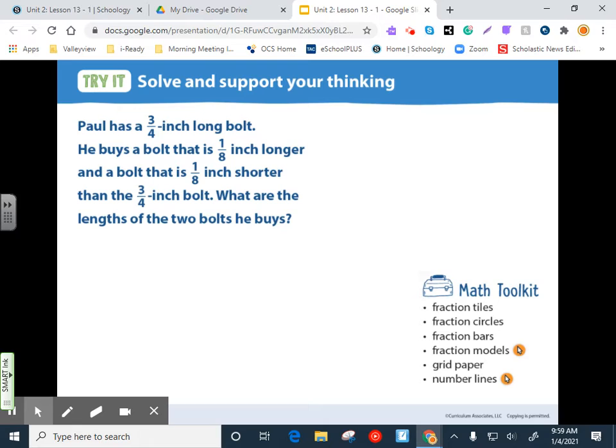All right, so he has a 3/4 inch long bolt. He buys a bolt that's 1/8 inch longer and a bolt that's 1/8 inch shorter than the 3/4 inch bolt. What are the lengths of the two bolts he buys? Well, we look at this 3/4, and we've got 1/8 longer and 1/8 shorter. If you look at the denominators, the bottom numbers here, they're different. So we have to make them the same. The easiest way to do that is to change 3/4 into 6/8.